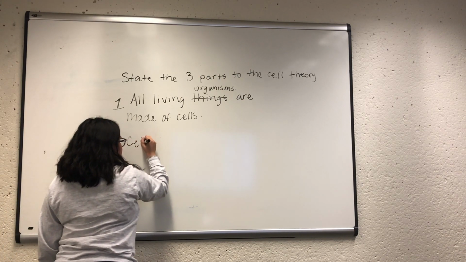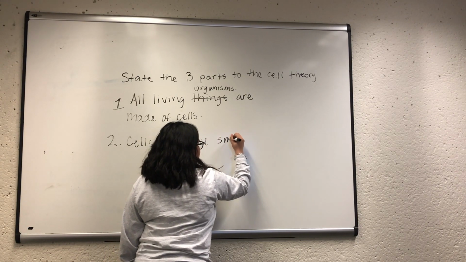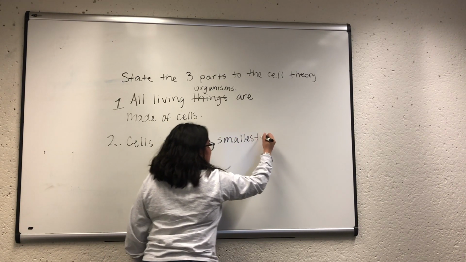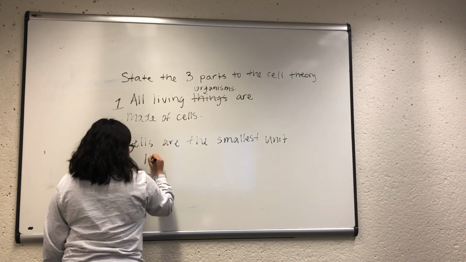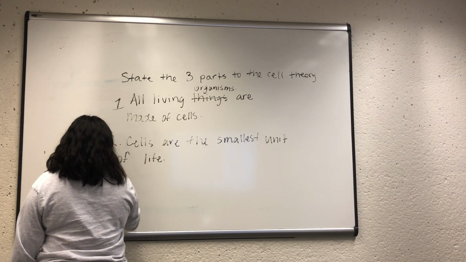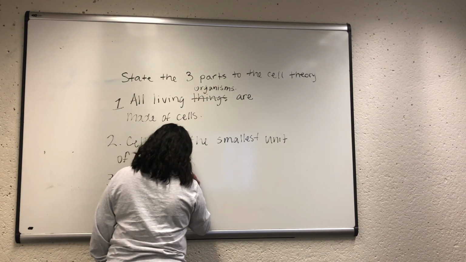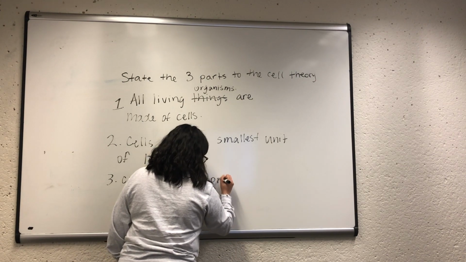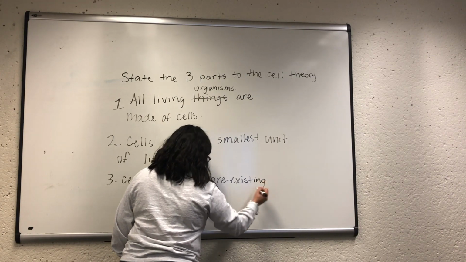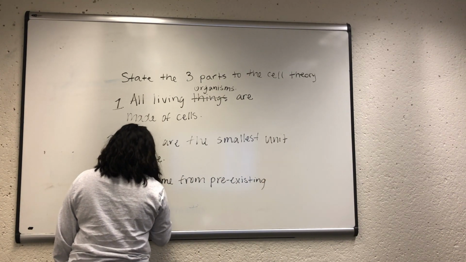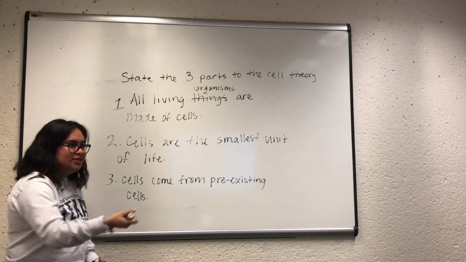Two, cells are the smallest unit of life, and three, cells come from pre-existing cells. Now we're going to get into the support on why this is true.